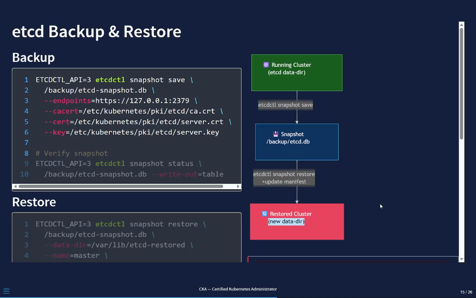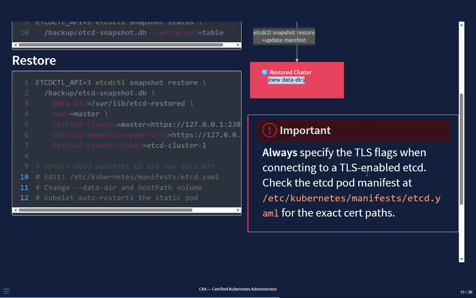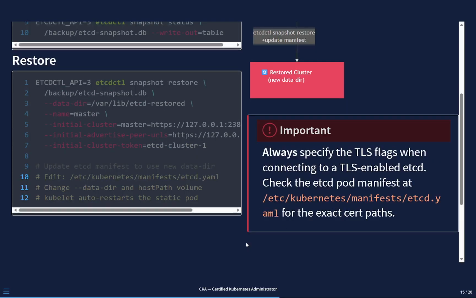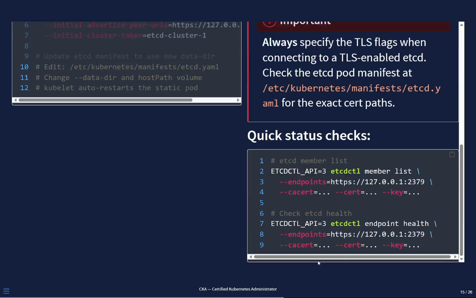Click. The callout node is critical. Always provide all 3 TLS flags. If you run etcdctl without them against the TLS-enabled etcd, you will get a connection refused error and waste exam time. Copy the certificate paths directly from the etcd pod manifest.